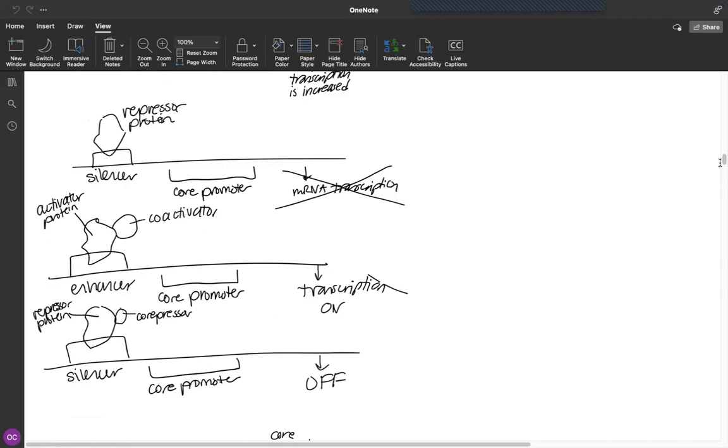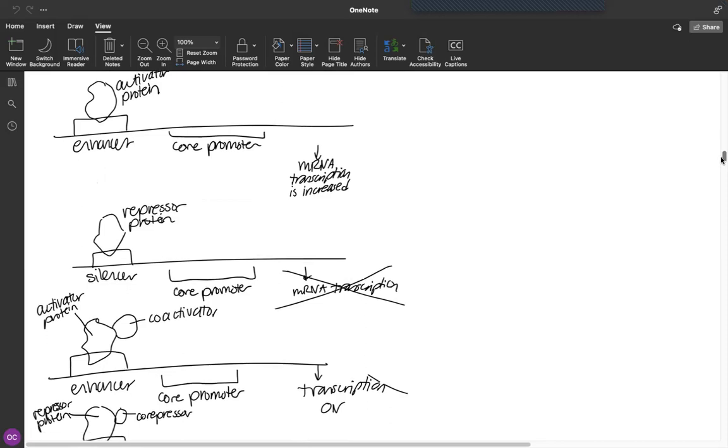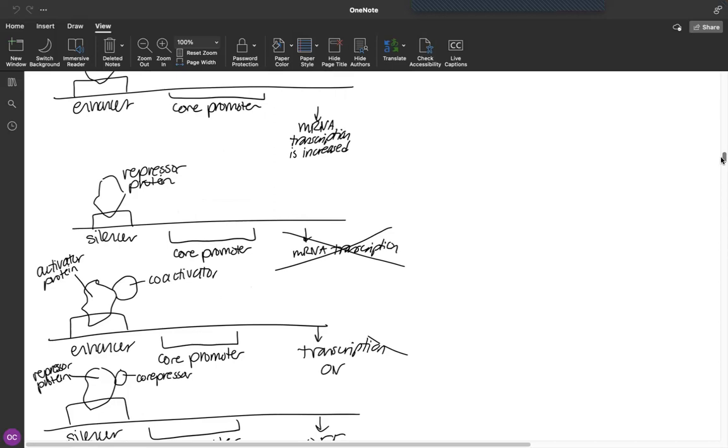Conversely, a silencer cis-regulatory switch turns transcription off when a repressor protein is bound to it. So remember, activator proteins bind to enhancer cis-regulatory switches, and repressor proteins bind to silencer cis-regulatory switches. And enhancers cause mRNA transcription to be on, and silencers, they tell it to be off.